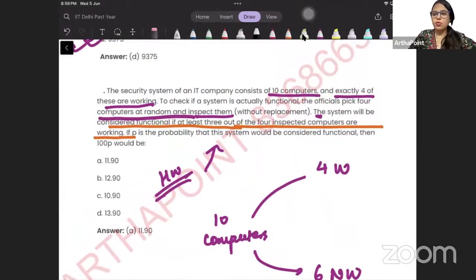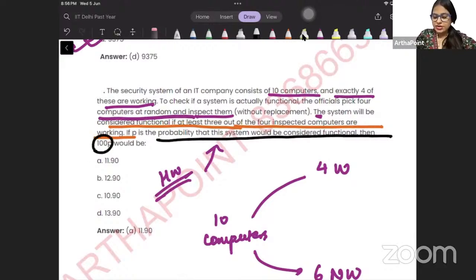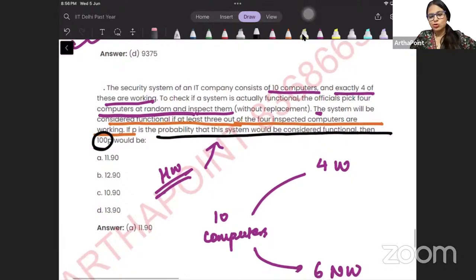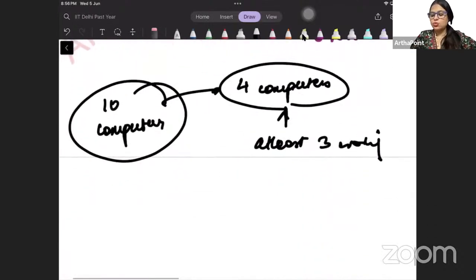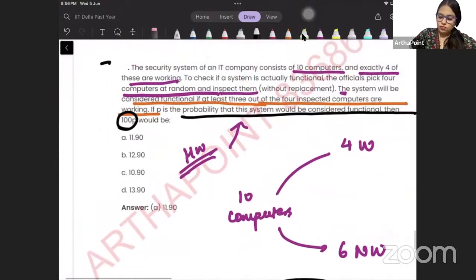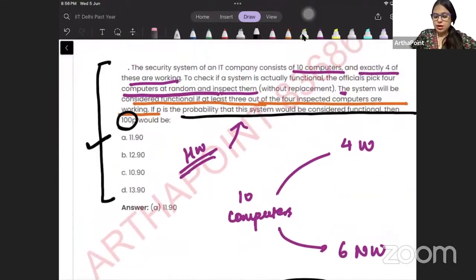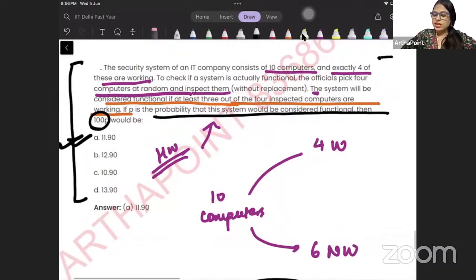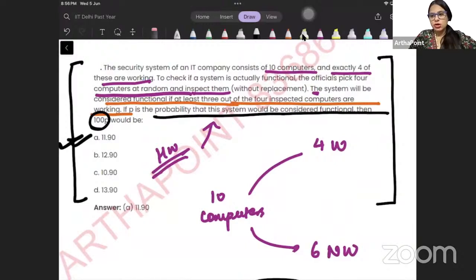If at least 3 of the 4 computers are working, if P is the probability that this system would be considered functional, then 100 times P is, right? So I hope that you will be able to do this question on your own. I'm giving you this as a homework question. The answer should come out as 11.90. It's a pretty simple question. You will expect this kind of questions in your IIT Delhi and Kanpur paper, right? Just try to do this and post your answer.